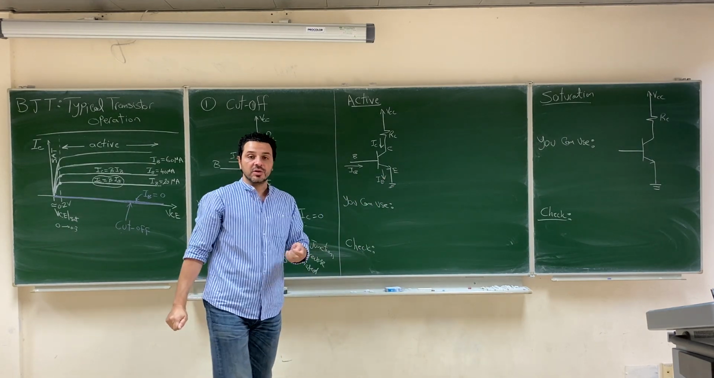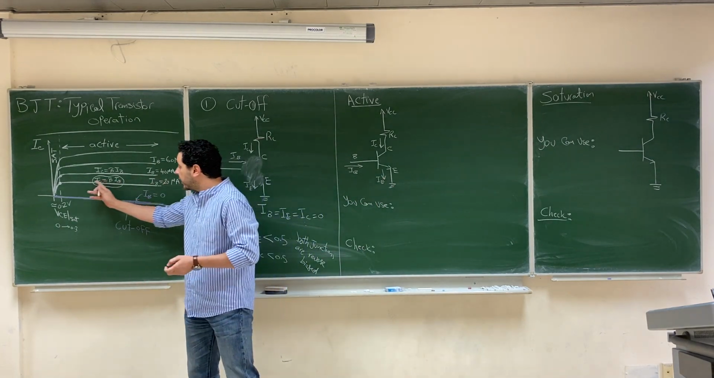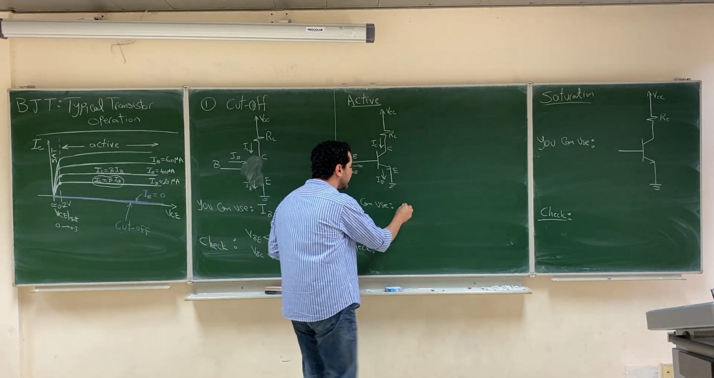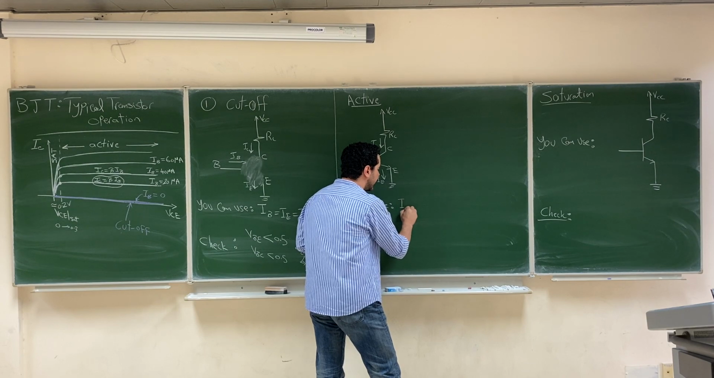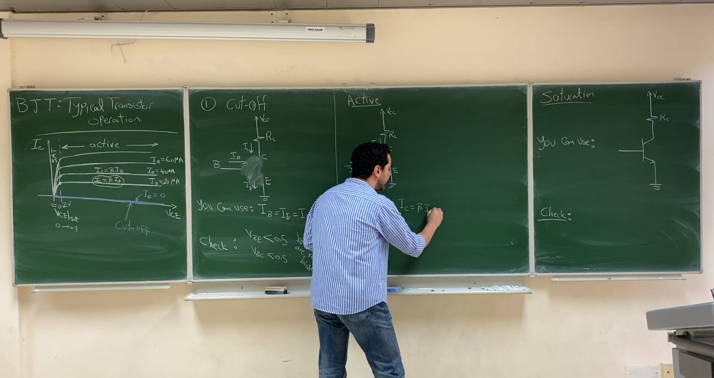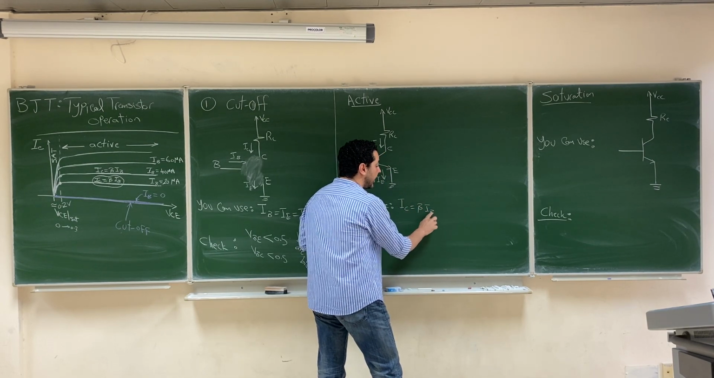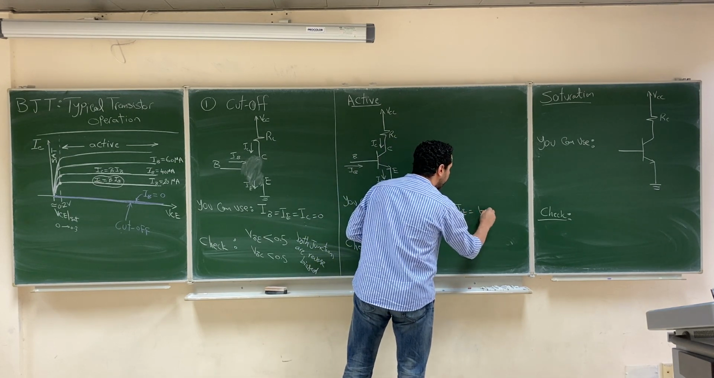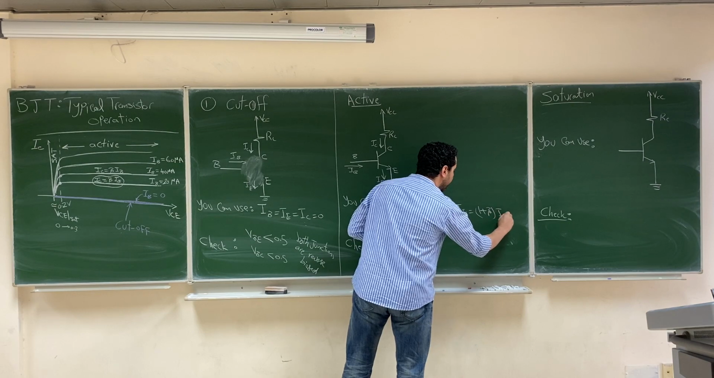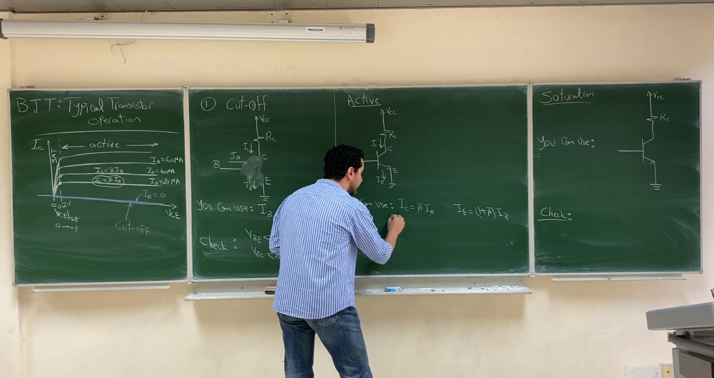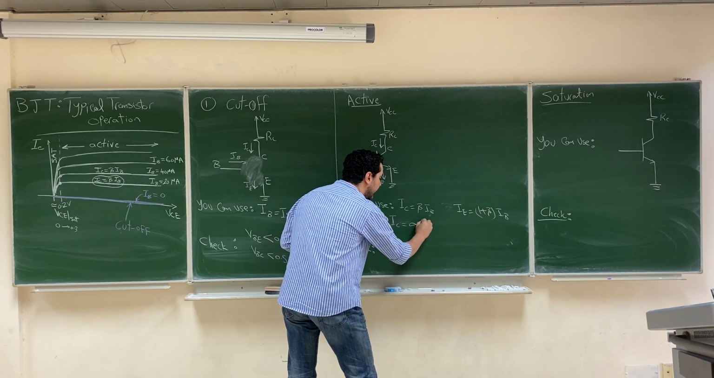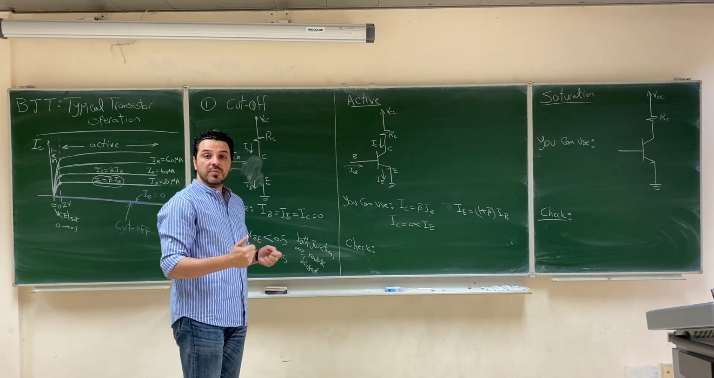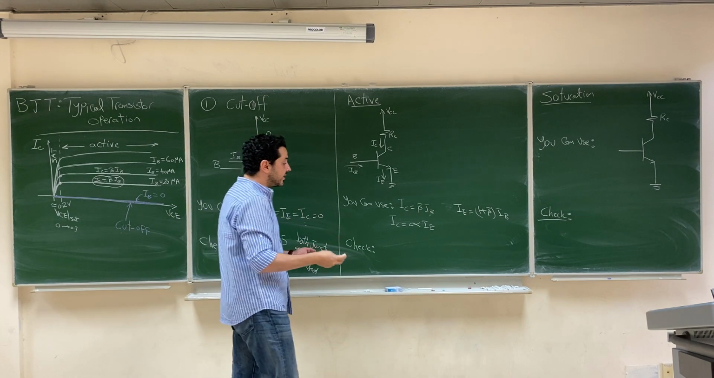Then in the active mode, we know for sure that IC equals beta I base. So you can use all the current equations: IC equals beta I base, and IE equals (1 plus beta) I base, and IC equals alpha IE. Same equations that we discussed in the physical operation of the transistor in the active region.